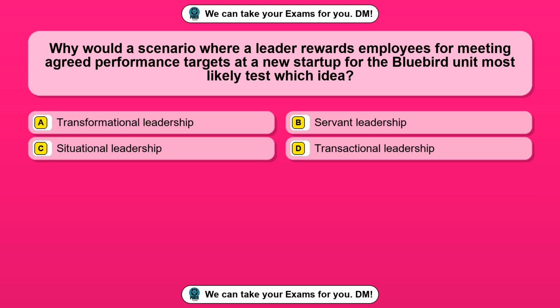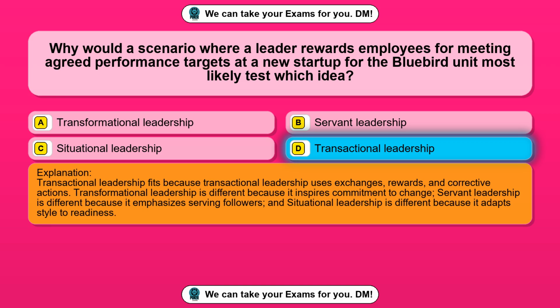Question 30. Why would a scenario where a leader rewards employees for meeting agreed performance targets at a new startup for the Bluebird unit most likely test which idea? Option A, transformational leadership. Option B, servant leadership. Option C, situational leadership. Option D, transactional leadership. The correct answer is option D, transactional leadership.